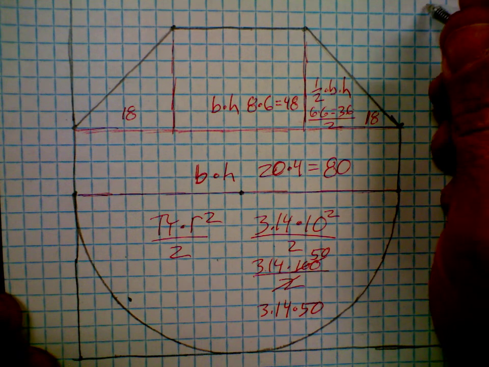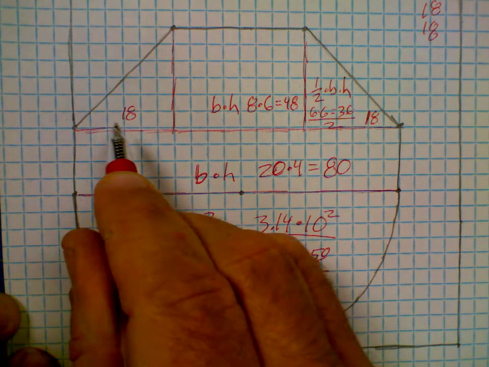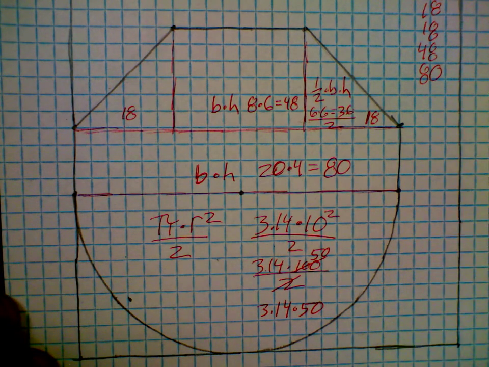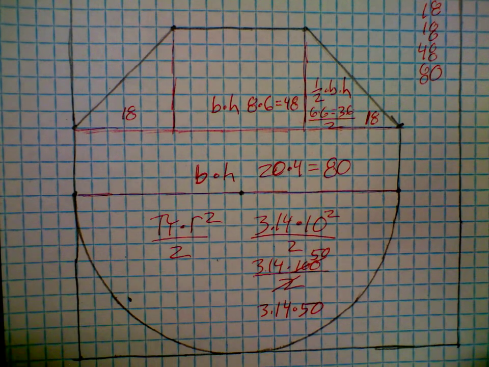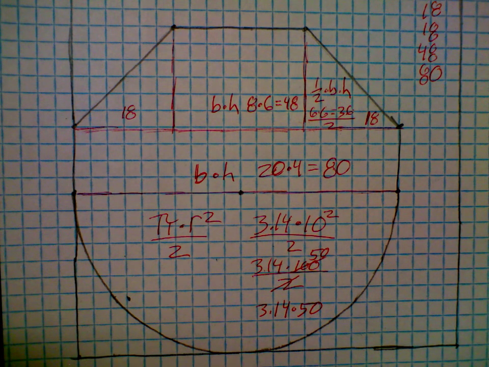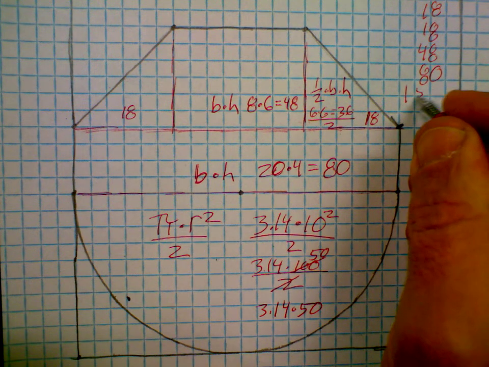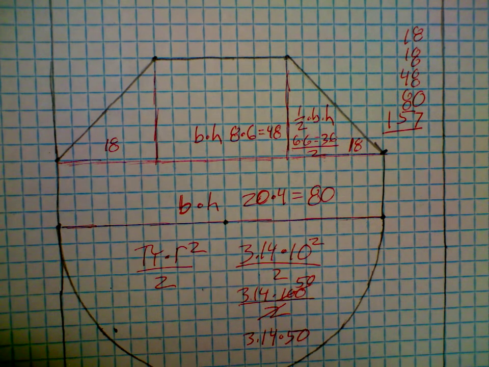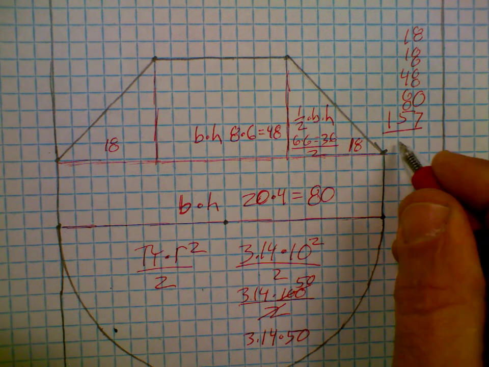So we want to add up 18 plus 18 plus 48 plus 80 plus pi times 50. As I reach for my calculator, because that looks like an ugly calculation, 3.14 times 50 equals 157. So we want to add all of those together to find how many squares make up our deck. 157 plus 80 plus 48 plus 18 plus 18 equals 321.